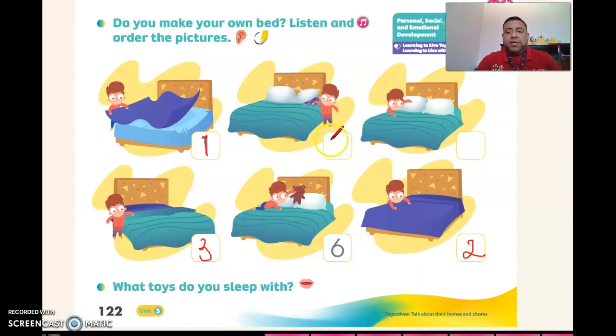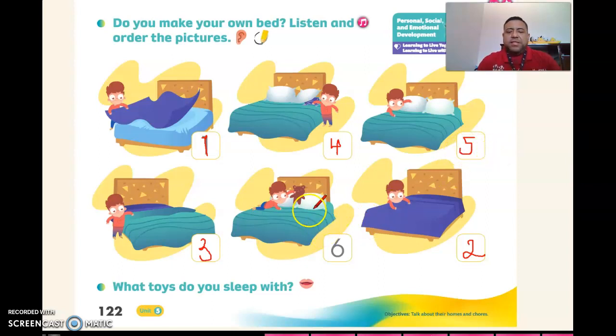Number four. Yep, this one here. Number four. Aquí lo pusimos. And number five. Look, aquí ya está quedando. It's getting ready. Number five. There we go.